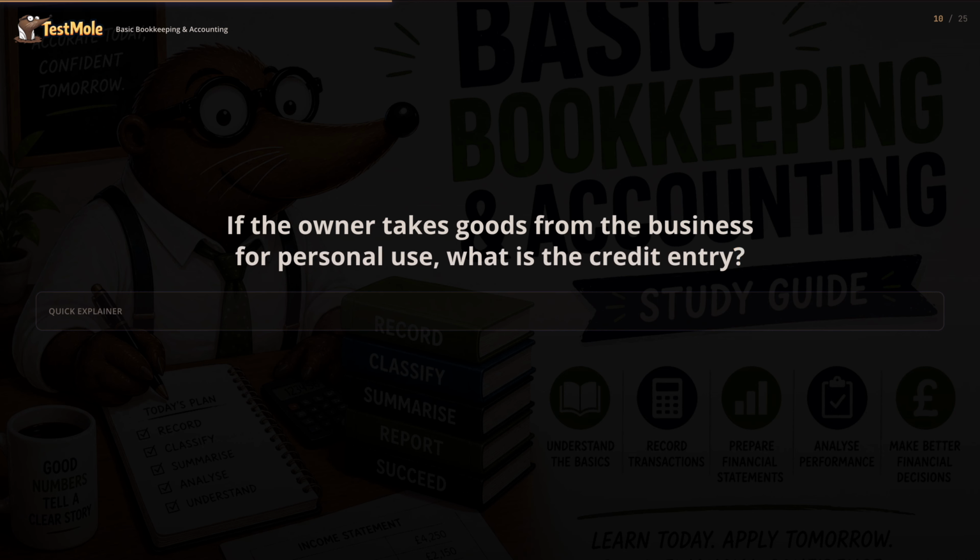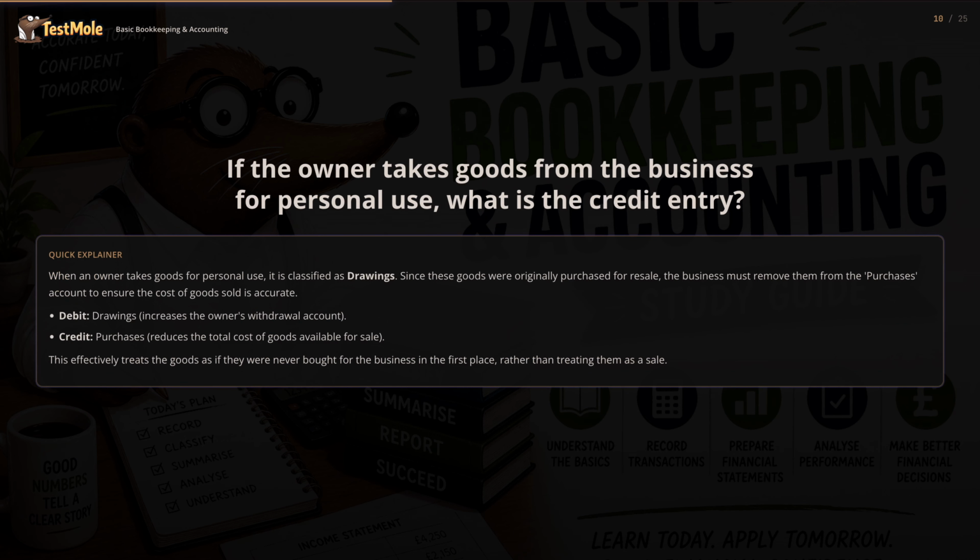If the owner takes goods from the business for personal use, what is the credit entry? When an owner takes goods for personal use, it is classified as drawings. Since these goods were originally purchased for resale, the business must remove them from the purchases account to ensure the cost of goods sold is accurate.